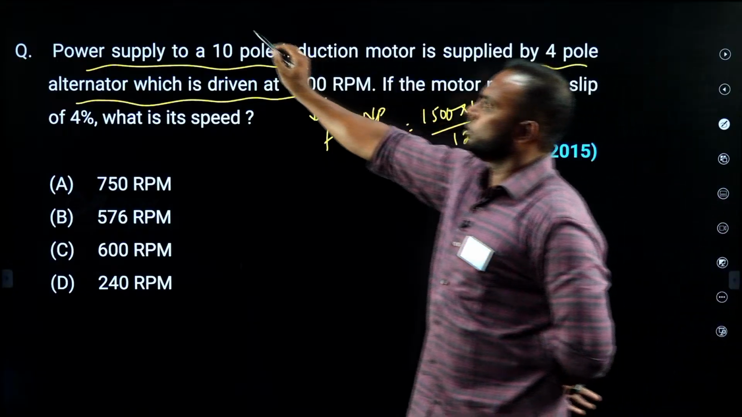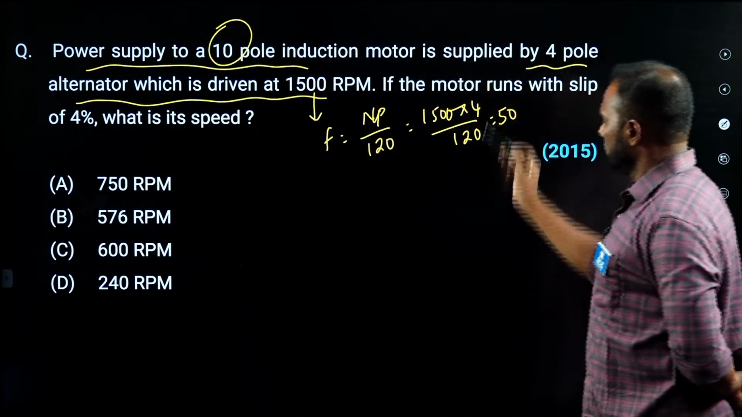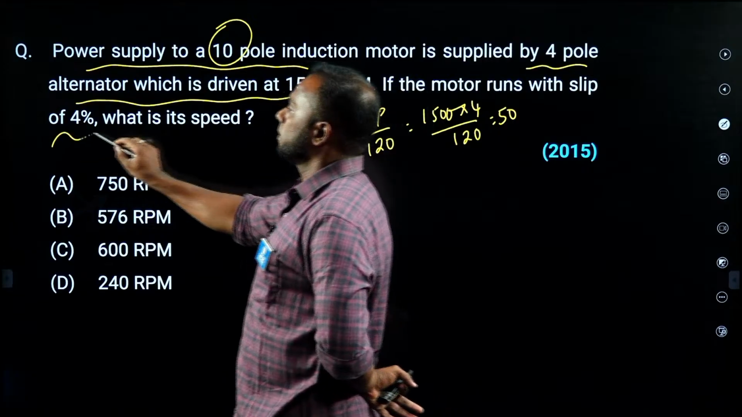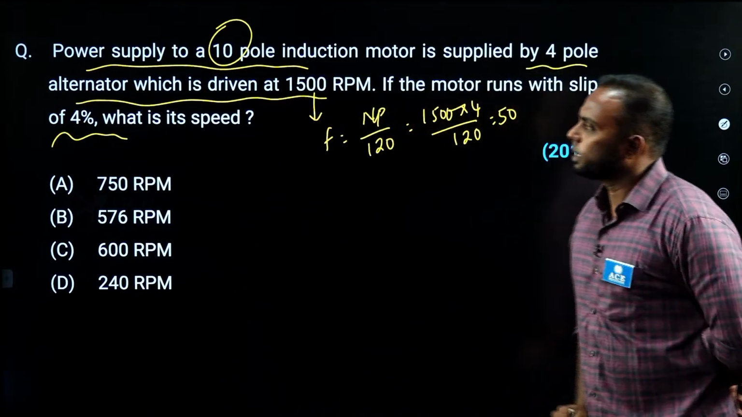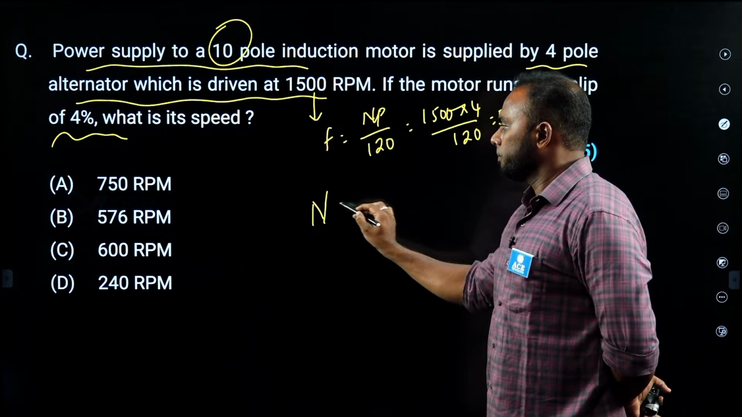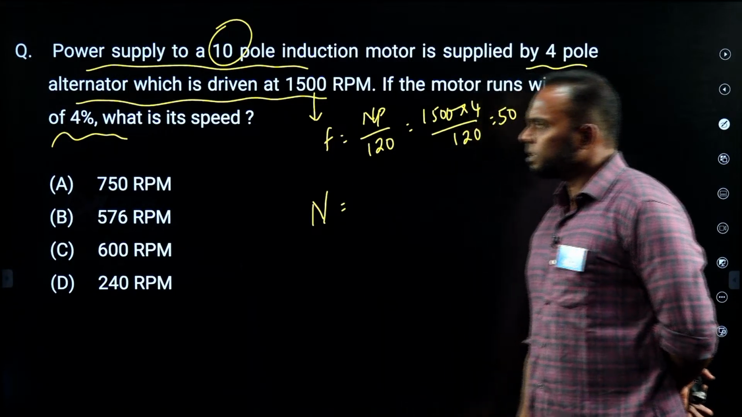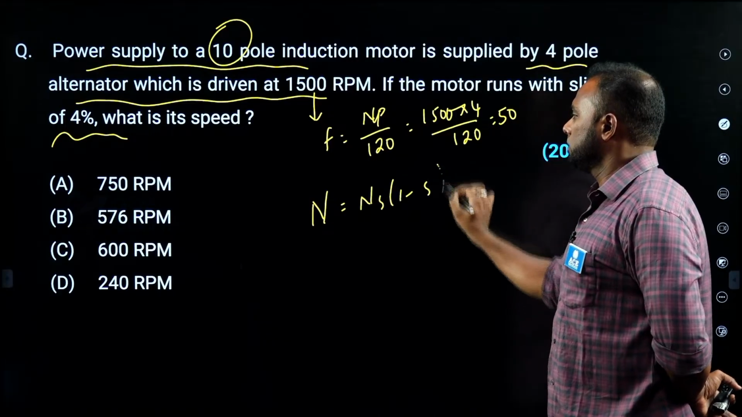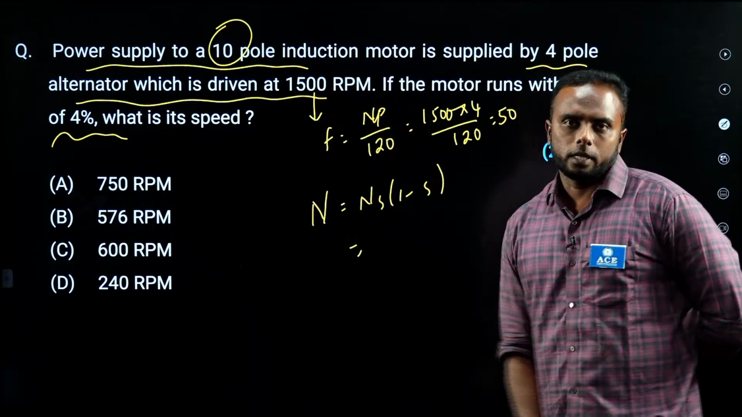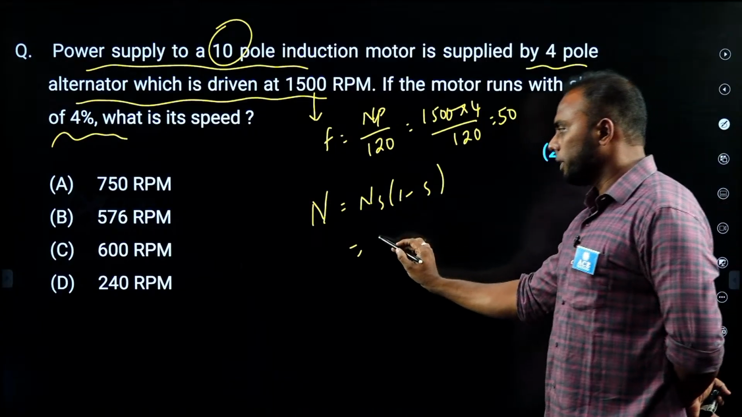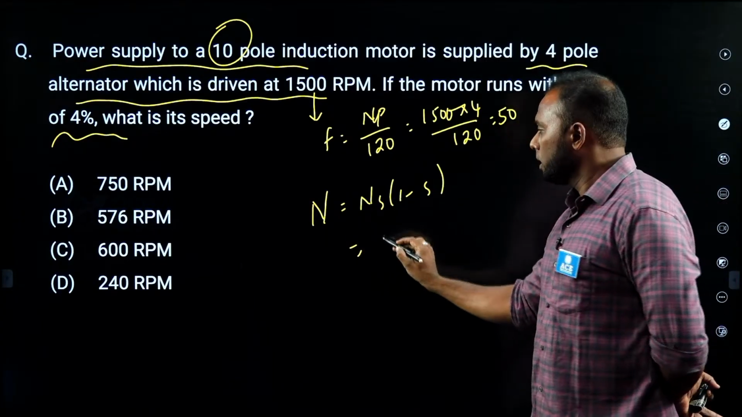The induction motor has 10 poles. If the motor runs with a slip of 4%, the speed is dash. Now what is the speed of an induction motor formula? N equal to Ns into (1 minus S). Now, for the 10-pole case, for a 10-pole condition at 50 Hz, what is the synchronous speed of the induction motor? 120 F by P, 600 RPM.